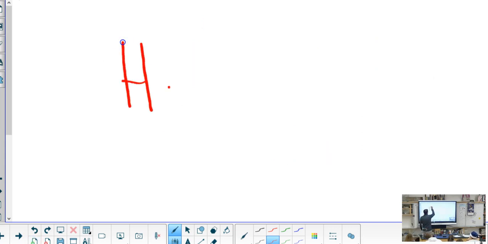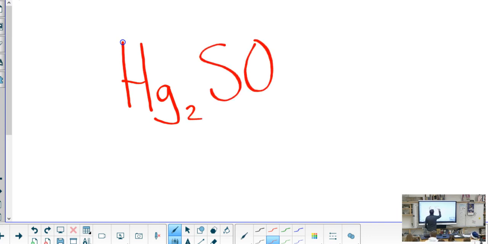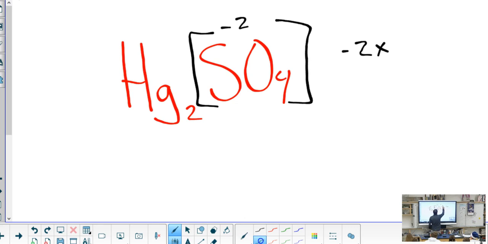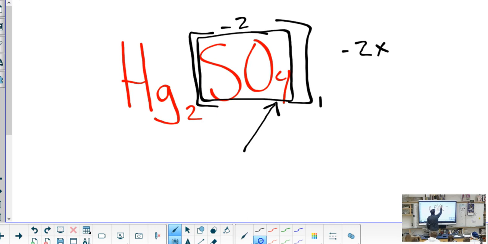This is Hg, was there a number? 2SO4. Same box, and a lot of kids will make the same mistake, and I'm used to it. I've taught for 15 years. So you take the charge of SO4, which is -2, correct? And you multiply it by the number of the polyatomic ions. How many are there? There's the deal. There is 1 of them. The 4 belongs to SO4.